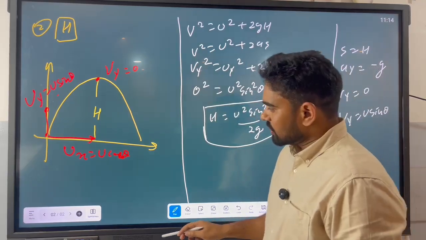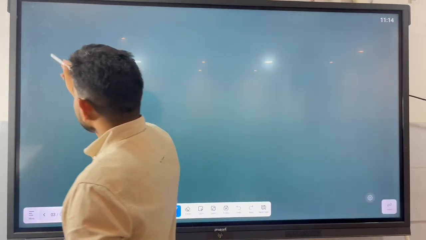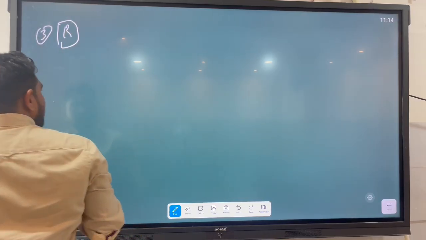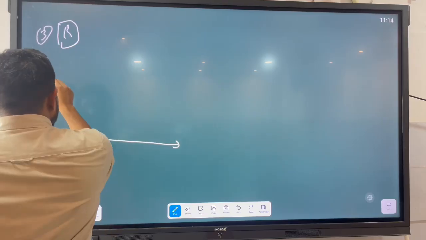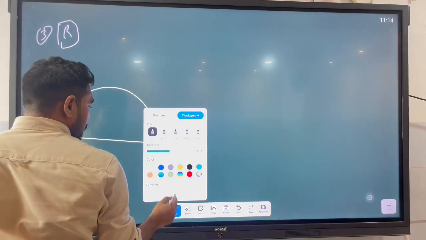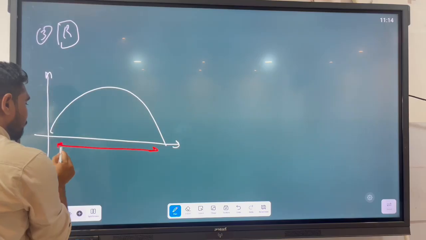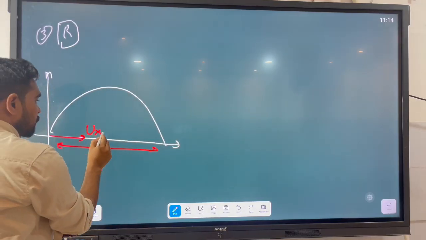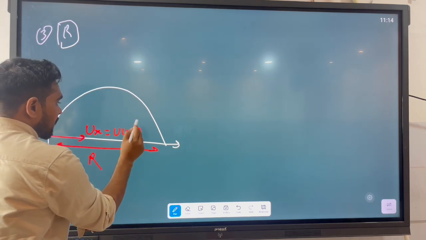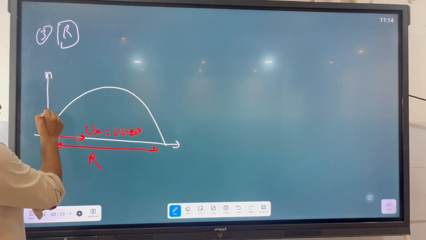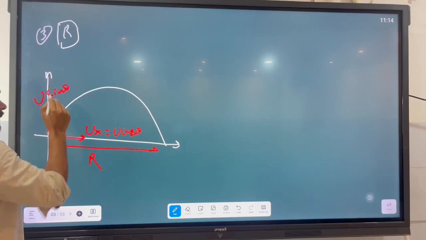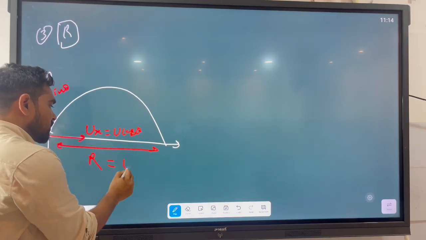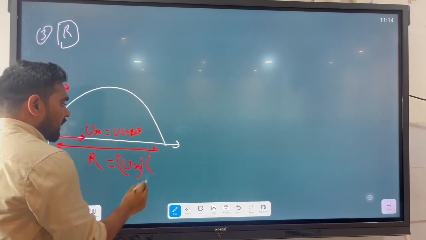For the next calculation, the range. This is the horizontal range, and for this range, u_x, the horizontal component of the projectile velocity, is responsible, here u cos theta. This is a horizontal distance, and distance equals velocity multiplied by time.